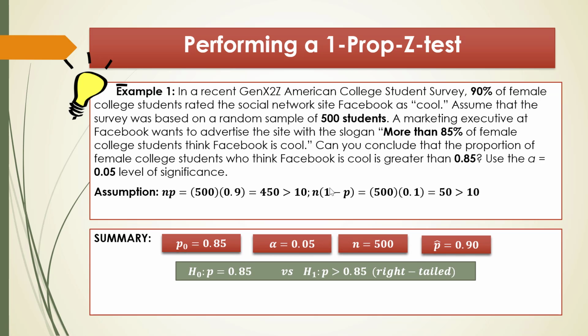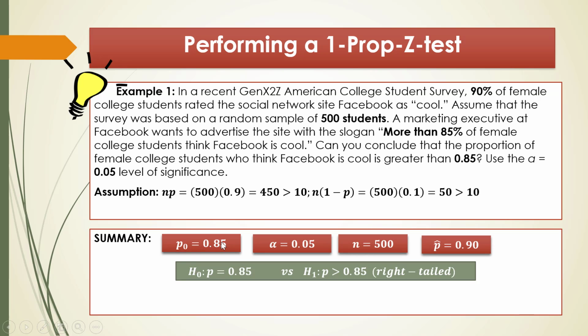And let's summarize the question. Here, 90% of female college students rated the social network Facebook as cool. And this number comes from a sample of 500 students. So 90% is the sample proportion and 500 is the sample size. And the statement is more than 85% of female college students think Facebook is cool. So the specified value here is 0.85.